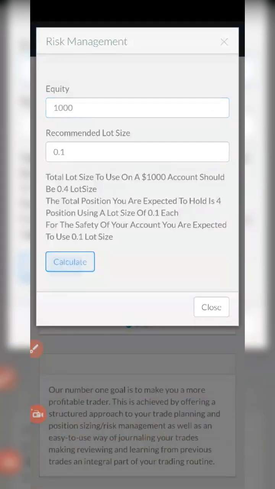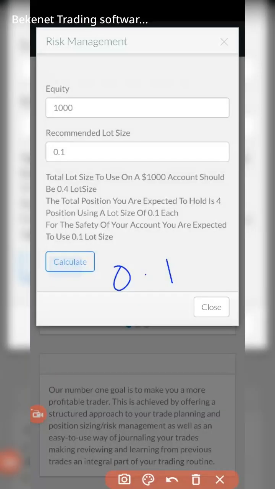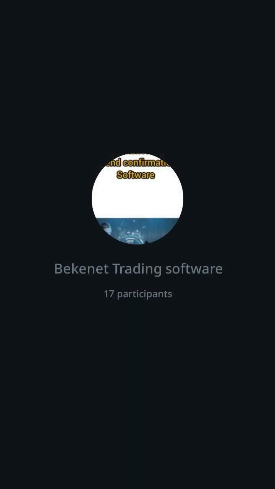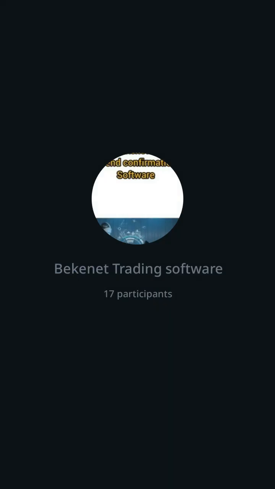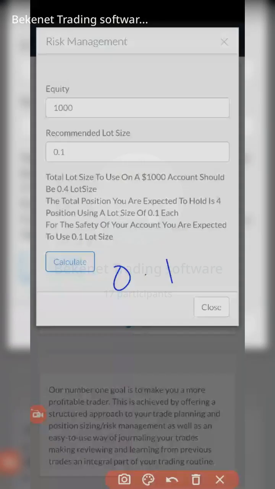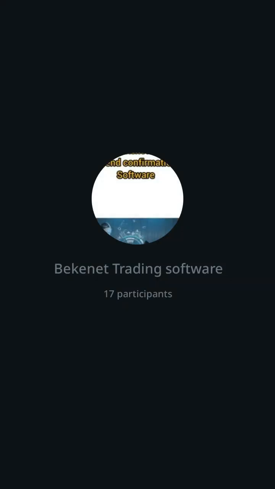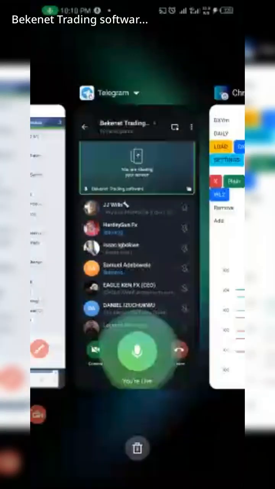Your lot size will not exceed 0.1. Finish. Simple trick, simple calculation. You are going to be fine. You'll hold that account, pass phase 1, pass phase 2, and start withdrawing your money, if they will pay you actually. You understand? Because prop firms these days, many of them are fraudulent, fraudsters and all that. But if you can get one that will pay you, and you follow this principle, you are going to be fine.